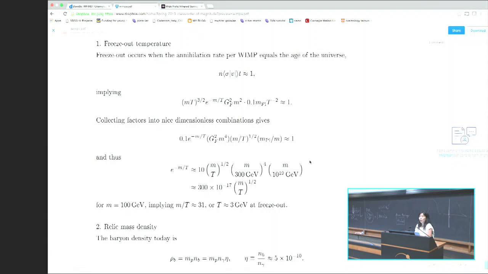Did someone get something close to this? I've seen similar equations. I don't know how well you got to the answer. I've seen people with the right equations, that's for sure. How many people have gotten to the second part of the second question? Yeah? All right, I'll just show the first part.